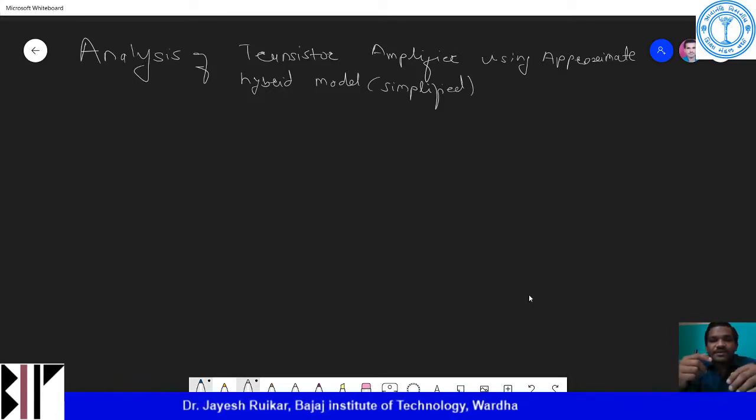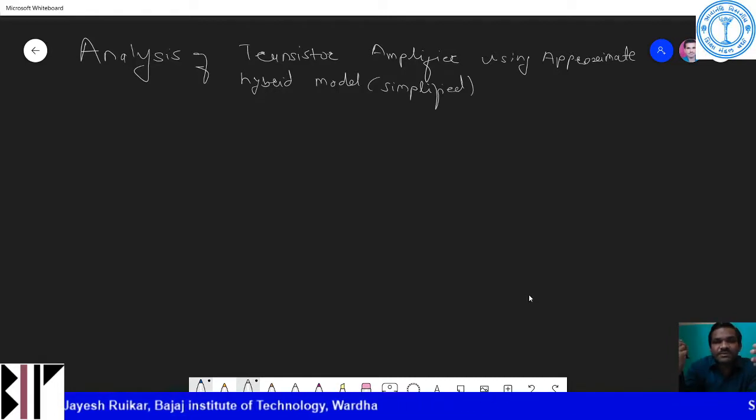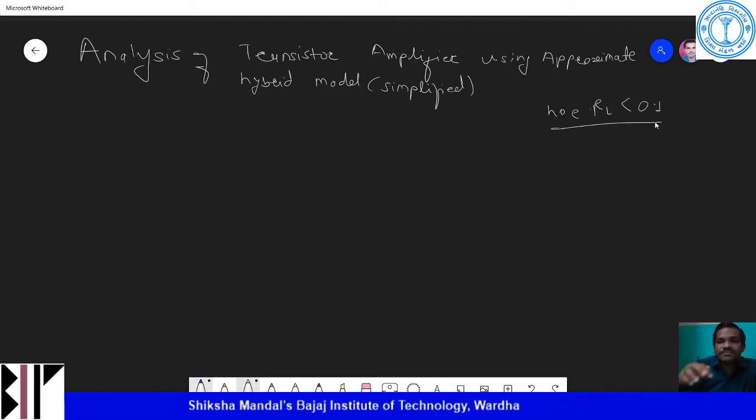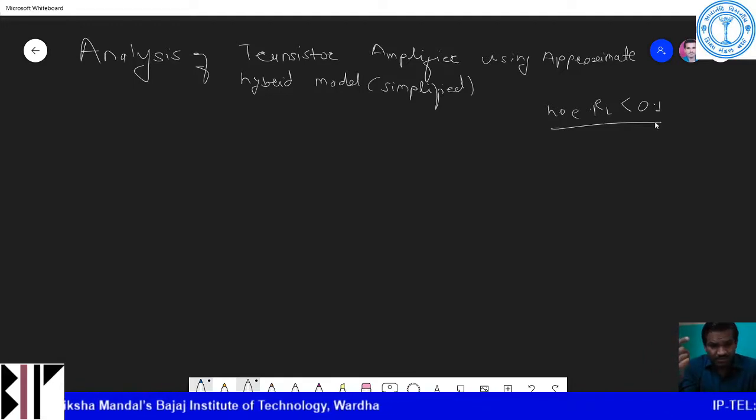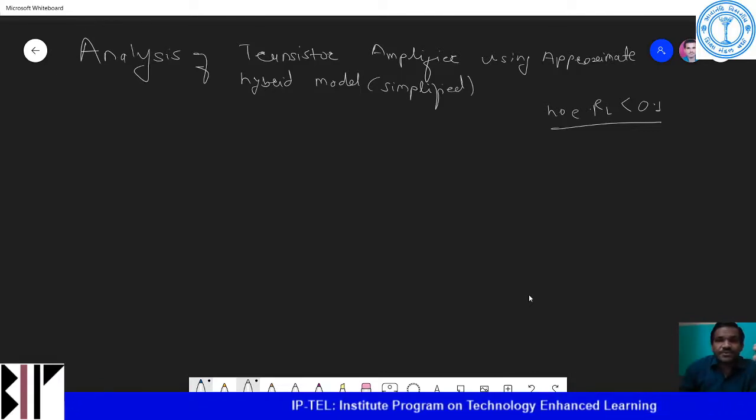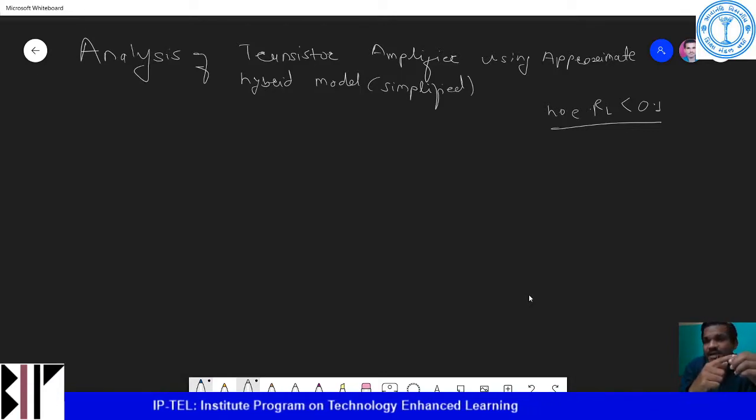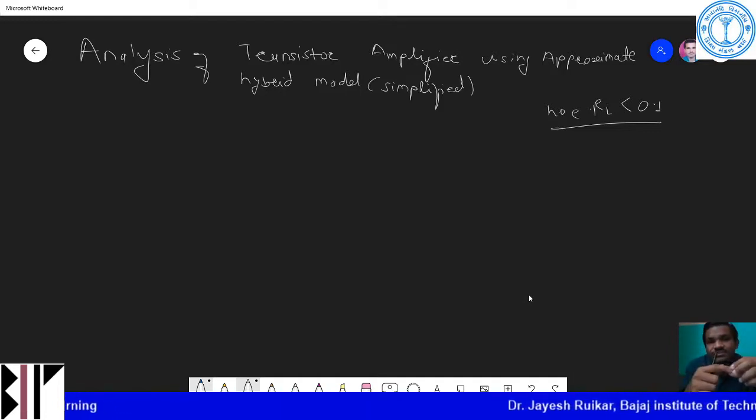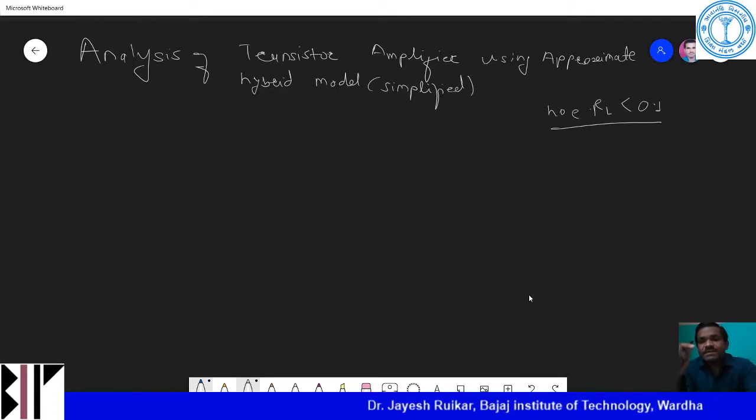In order to get the approximate hybrid model, there is one rule. If HOE into the load resistance is less than 0.1, then and only then can we proceed with the approximate analysis of the transistor. Otherwise we can't proceed with the approximate analysis. If HOE multiplied by RL is less than 0.1 is not true, then we have to use the exact analysis or exact solution for these parameters. So let's start.